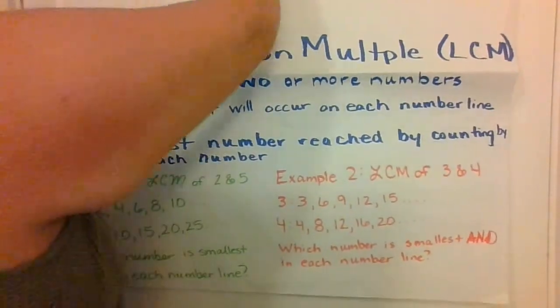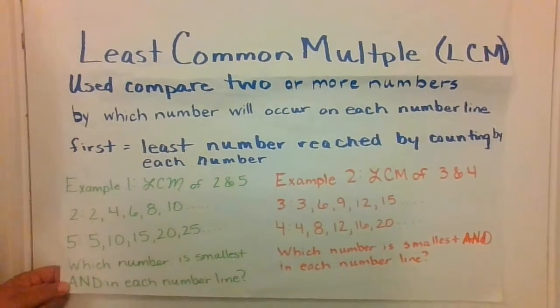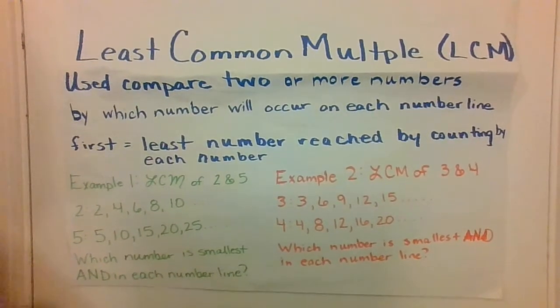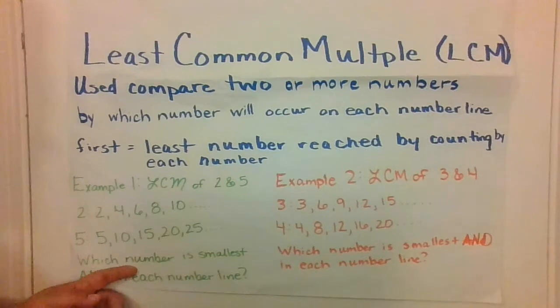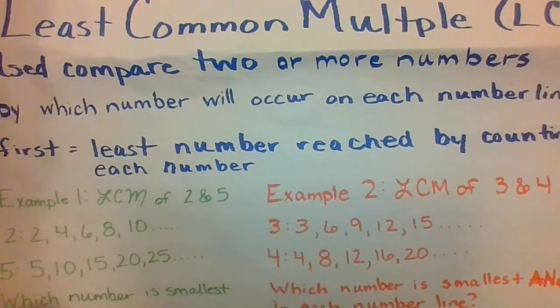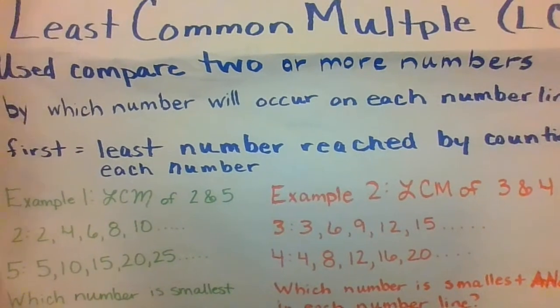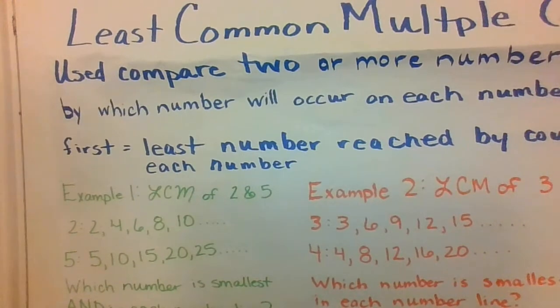that might not remember. Least common multiple is used to compare two or more numbers by which number will occur in each number line first. Okay, so the least number reached by counting by each number. So our first example here, and it may be difficult to read, is the least common multiple of the numbers 2 and 5. So if I count by 2's and I count by 5's on a number line, which number will occur on both of those lines and be the least one?